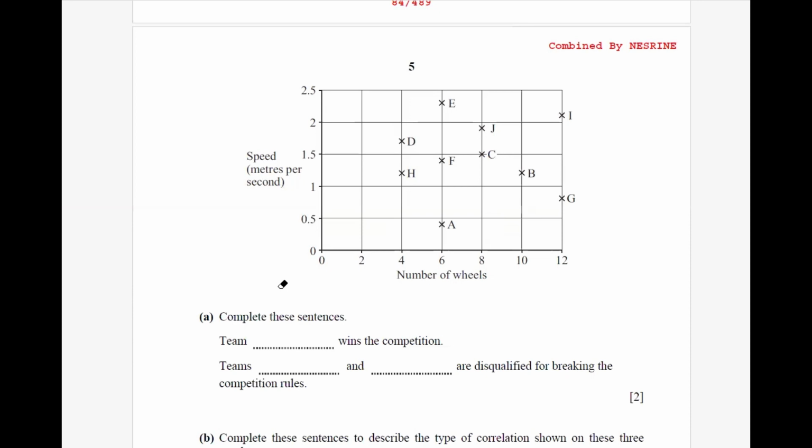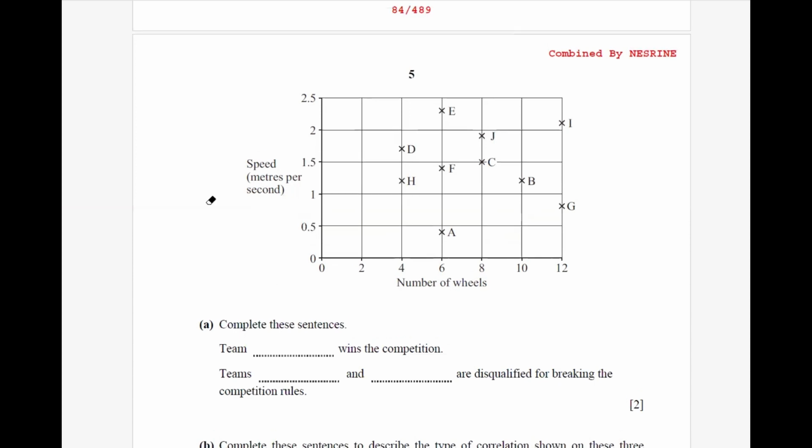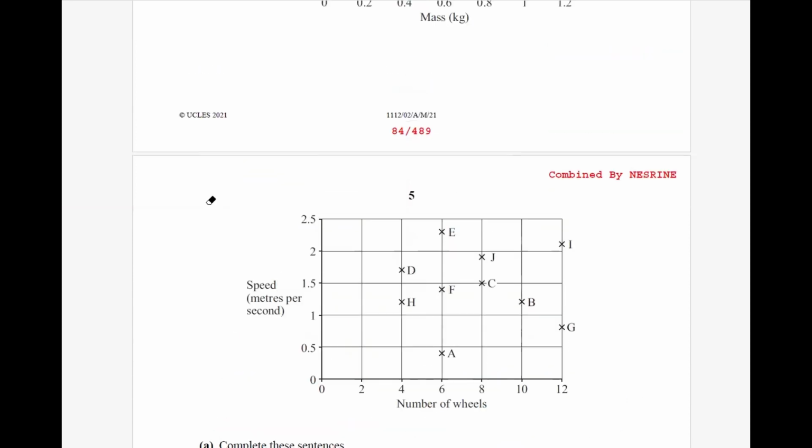How? We need to first of all fulfill the 3 statements or the 3 conditions that were given in the question. This is number of wheels. That means for E, the number of wheels is 6 and the speed of the car is around 2.3 meter per second, or 2.25 meter per second.